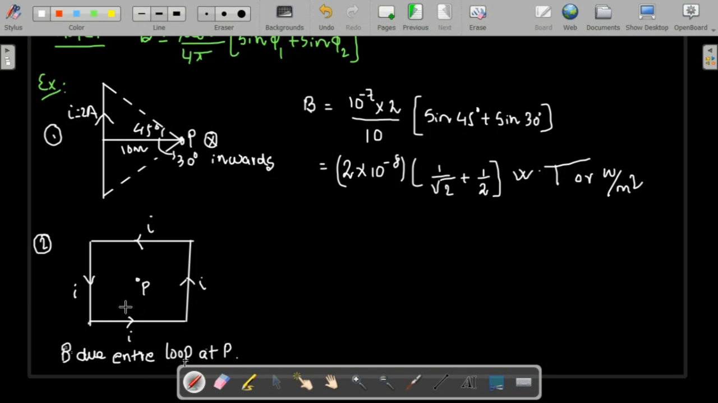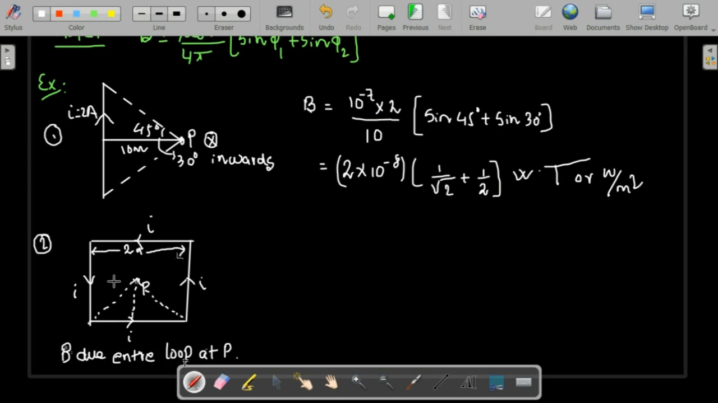If you look here, all the sides are equal because this is a square. That is what we are saying here. That means we can first find out the magnetic field at this particular point because of this current carrying length. Let's say the length is 2A. Let's say this entire length is 2A.